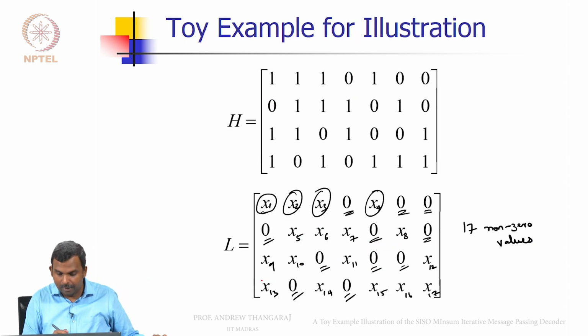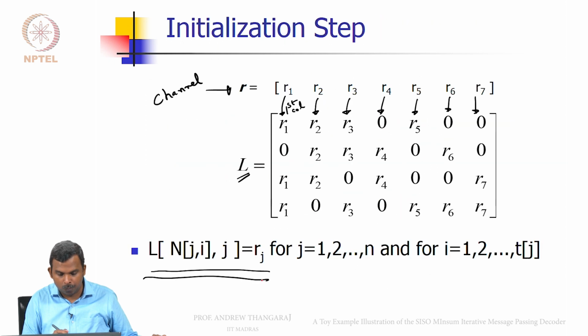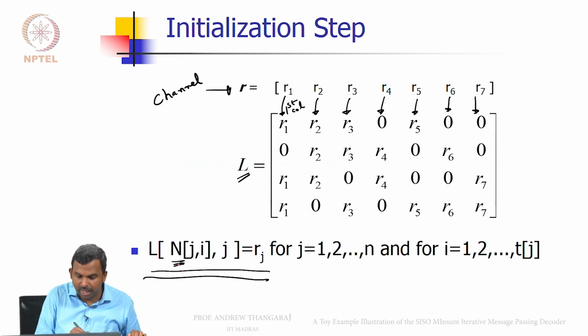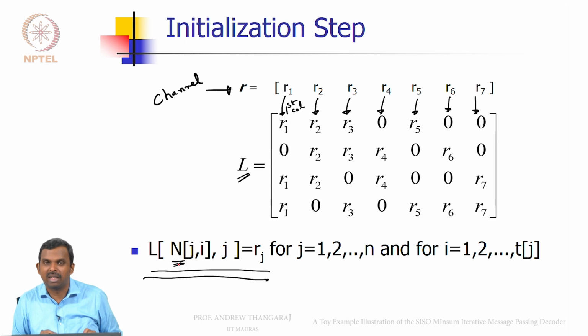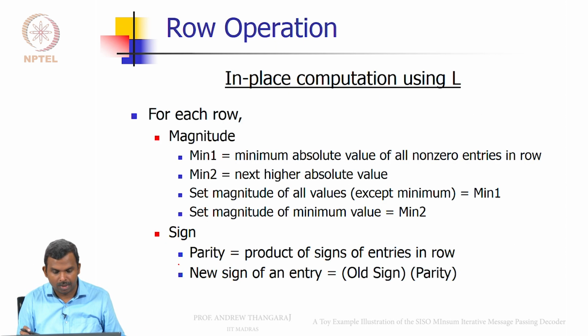I believe I am using N of j of i to denote the neighboring values and all that. It is not too crucial for us. Most important is to understand how the initialization happens. Hopefully, this is clear. Take the received values, every non-zero position in that particular column is occupied by that corresponding received value. So, the row operation is an in place computation using L.